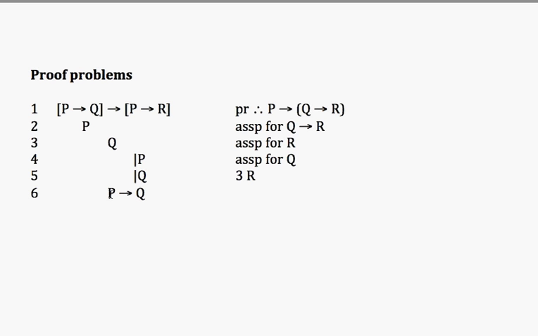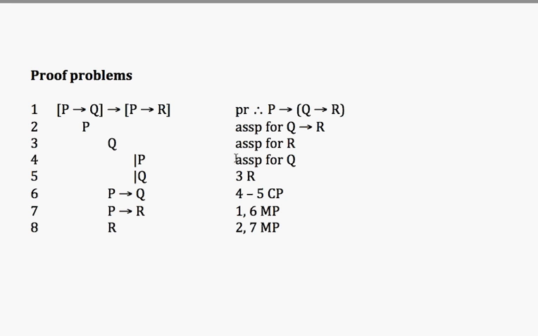Now we can go ahead and use it. We've got P arrow Q. By modus ponens, we can get P arrow R. Now that we've got P arrow R, we can go back here and use P, and we can get R itself, which was the most recent goal that we have to deal with. This goal has already been taken care of.